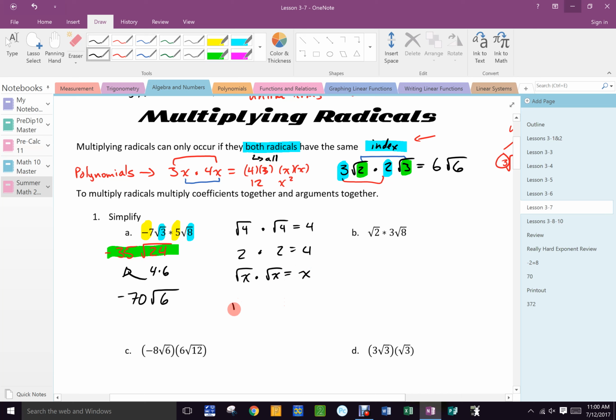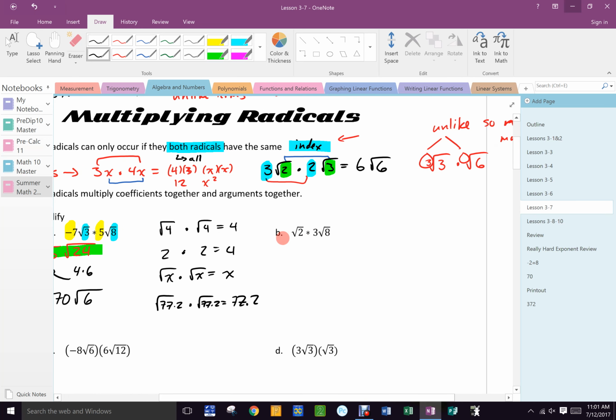What is the square root of 77.2 times the square root of 77.2? 77.2. Okay? Everybody with me? All right. So let's go to this question.